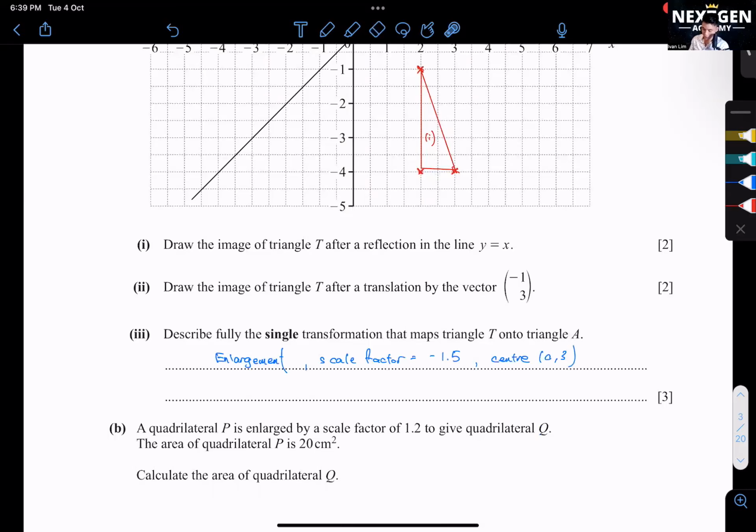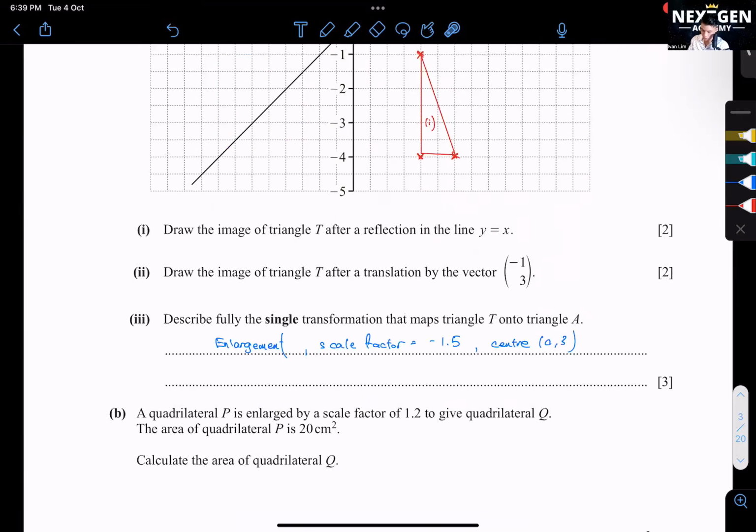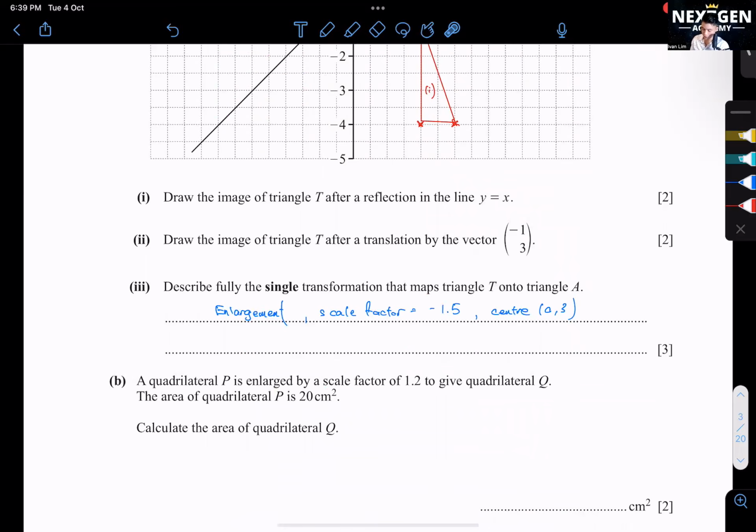Question B. A quadrilateral P is enlarged by a scale factor 1.2 to give quadrilateral Q. The area of quadrilateral P is 20 cm squared. Calculate the area of quadrilateral Q. You got to remember for scale factor, if we want to increase in terms of area, then you need to square the scale factor. If you want to increase in terms of volume, then you need to cube it.